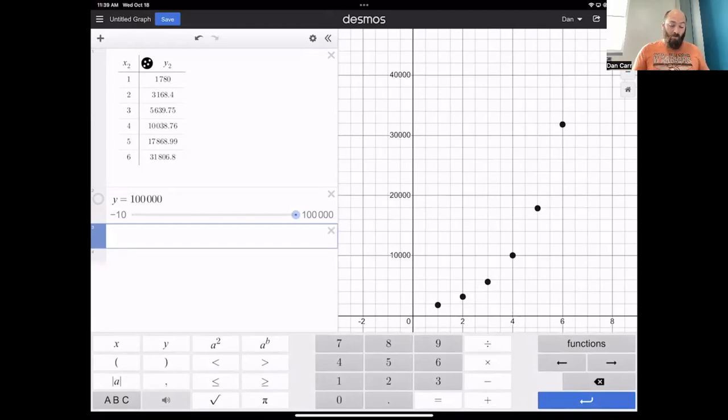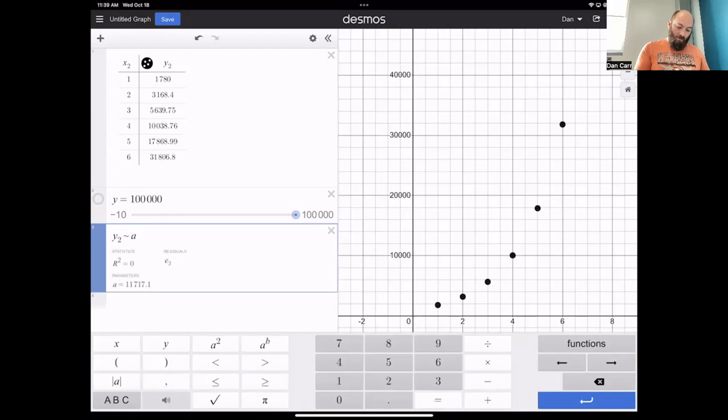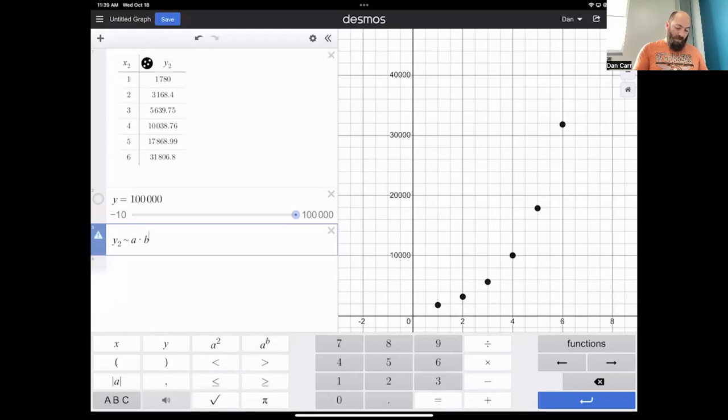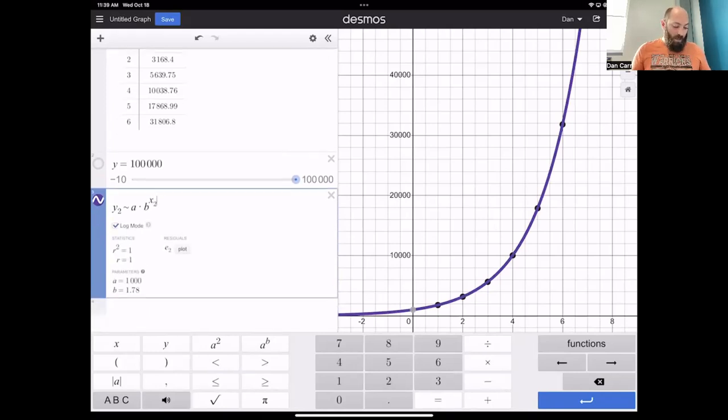When you type this into Desmos, make sure you're referring to X2 and Y2 in your equation. So if you remember, it's going to be Y2 is approximately equal to A times B, and then B is going to be raised to the X2 power. Don't forget, you're going to want to click the log mode and make sure that's set up. Then we can look at our parameters, and that looks pretty good. Not just pretty good, with that R squared being 1, all the data points are on this curve.